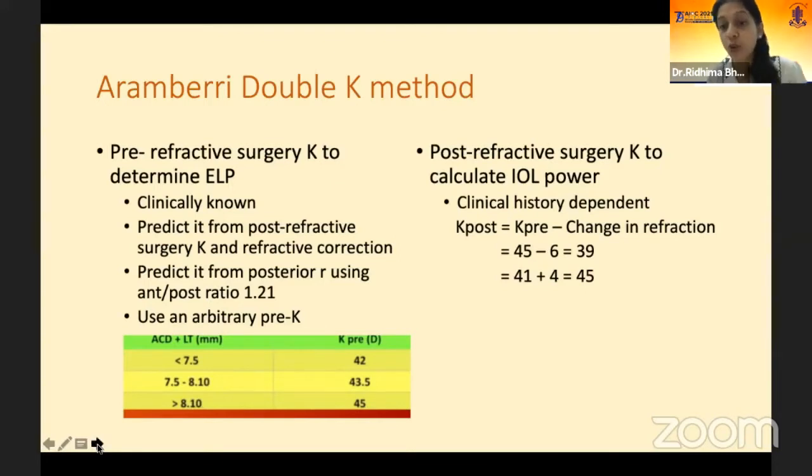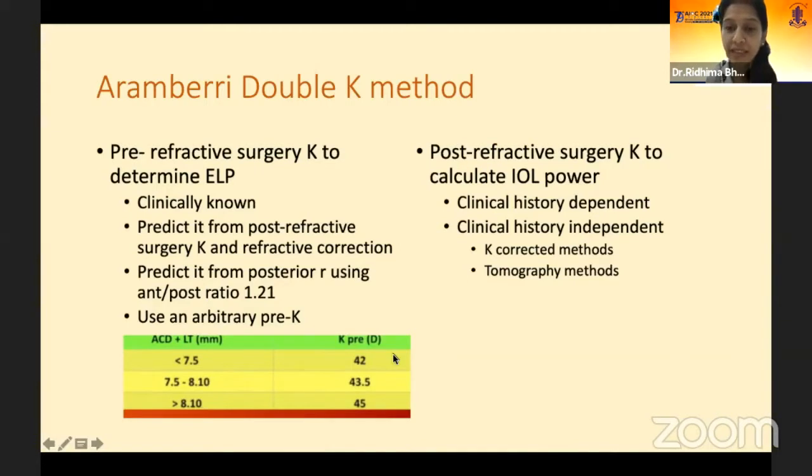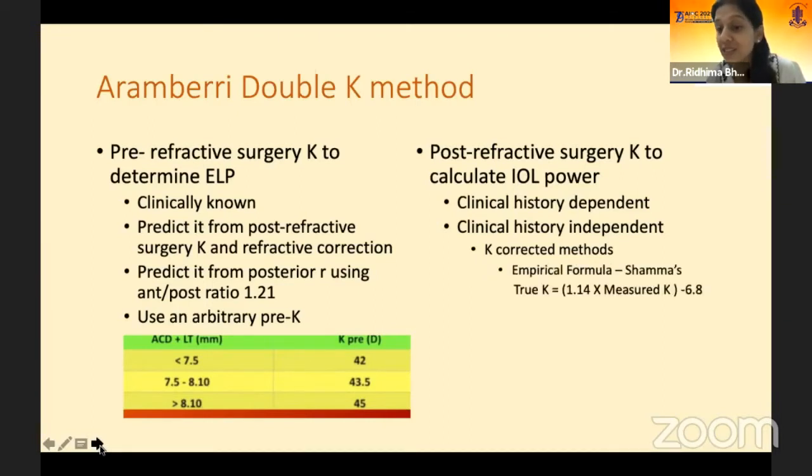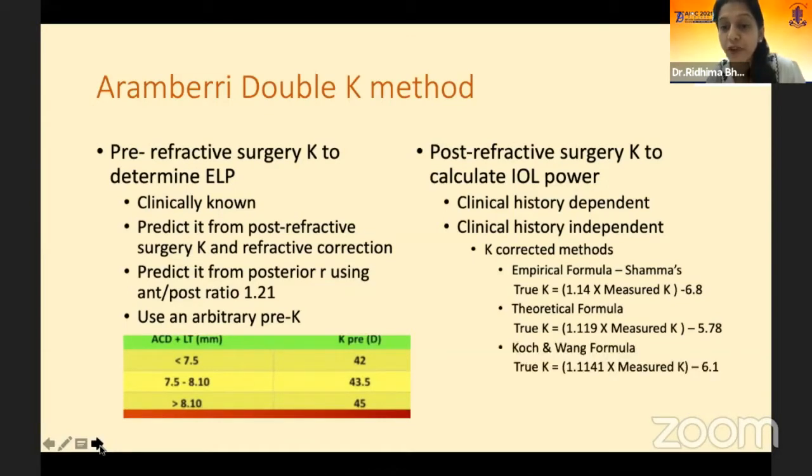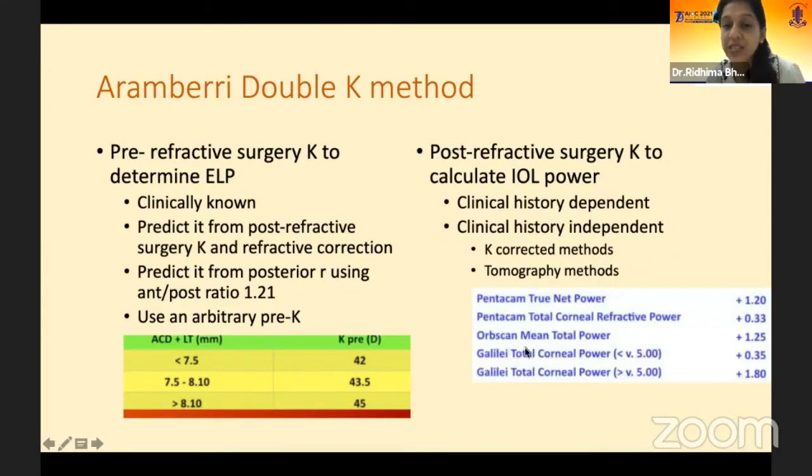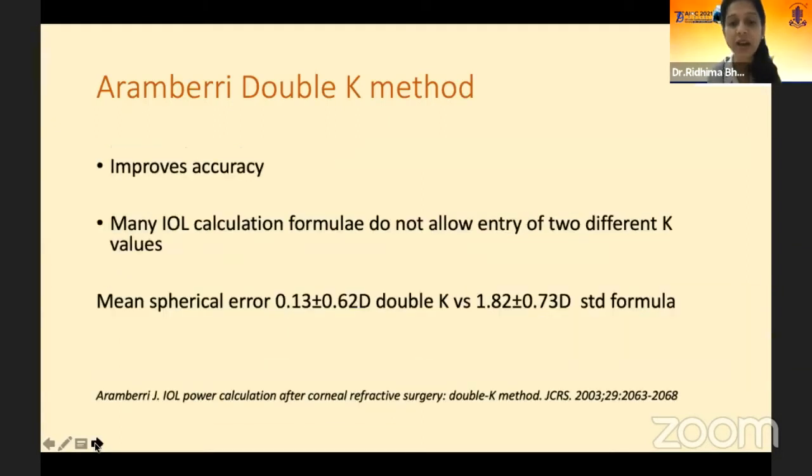Or if you don't have the history available, there are still modified corrected keratometry methods or tomography methods. For the K corrected methods, there are empirical formulas like Shammas, which is used commonly and gives really good results, or theoretical formulas like the Koch and Wang formula. For the measured K, a modification factor is suggested from which you can derive the true K, or in tomography methods, a modification to the measured values from topography. So the double K method does improve the accuracy.